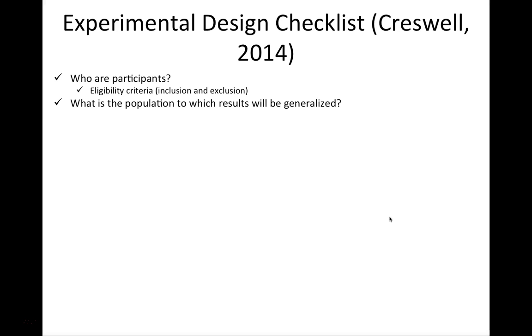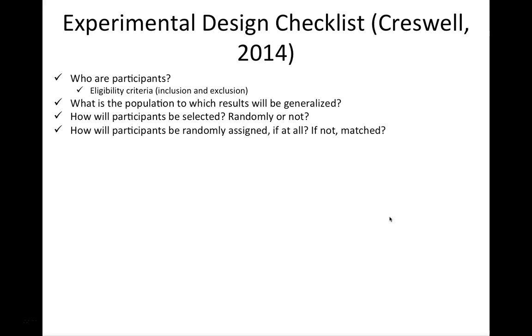John Creswell is an education researcher, does some health research as well, and has written a variety of methods textbooks. He has an experimental design checklist that I'll run through fairly quickly here, but you have it on this slide now. So when you're designing experiments, we have to think about who the participants are, who's eligible, what are the inclusion and exclusion criteria, what's the population to which we want to generalize our results, how will participants be selected, will that be random selection or not, and will we randomly assign people to group?